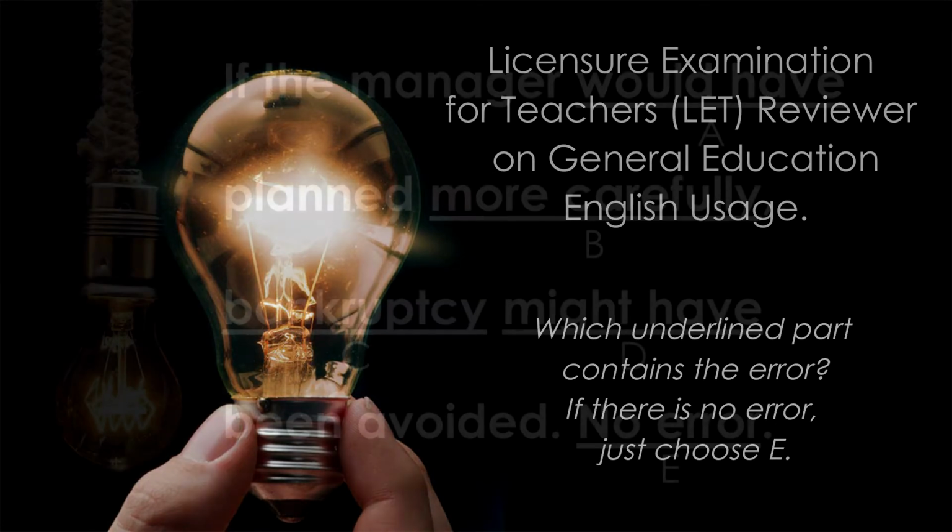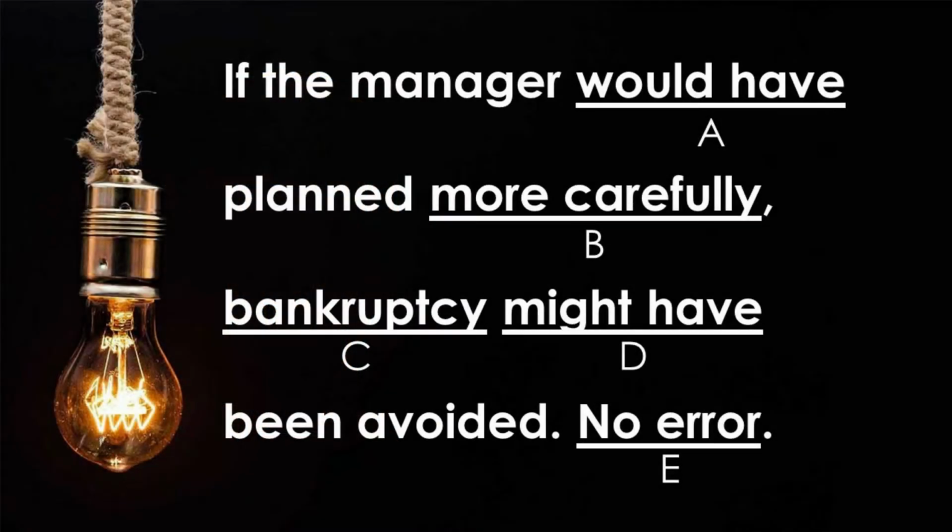The question is, if the manager would have planned more carefully, bankruptcy might have been avoided. No error. Again, if the manager would have planned more carefully, bankruptcy might have been avoided. No error. So, what is your answer? Just keep it first because here is the rationalization.